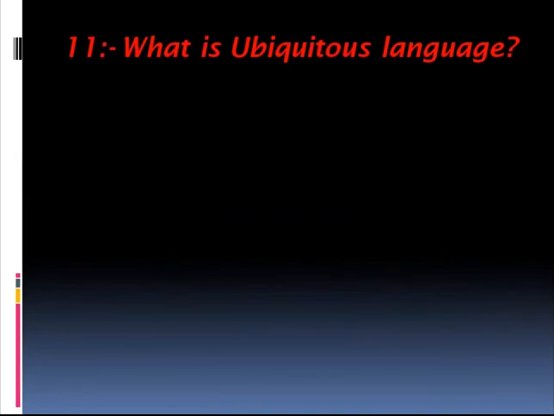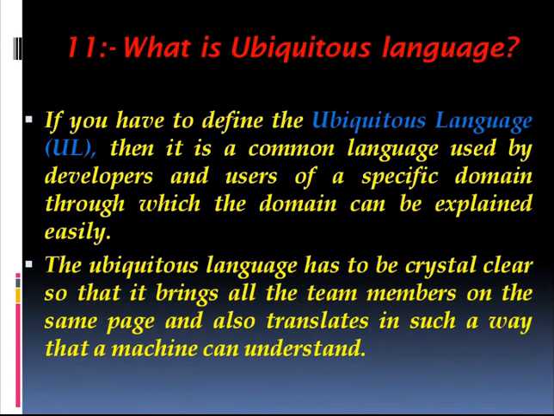What is ubiquitous language? If you have to define the ubiquitous language (UL), it is a common language used by developers and users of a specific domain through which the domain can be explained easily. The ubiquitous language has to be crystal clear so that it brings all the team members on the same page and also translates in such a way that a machine can understand.